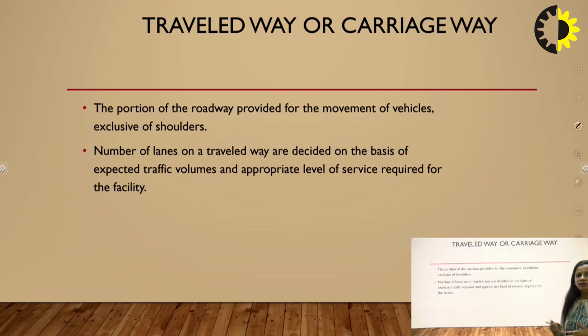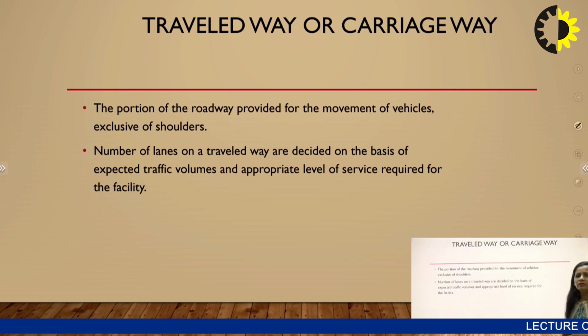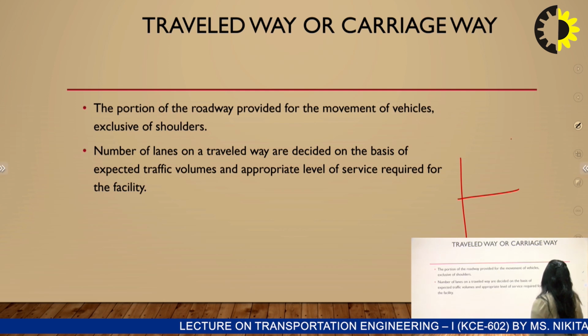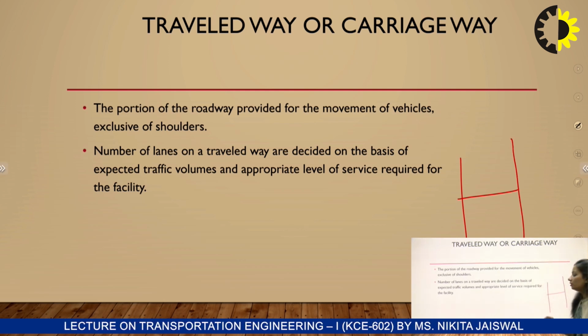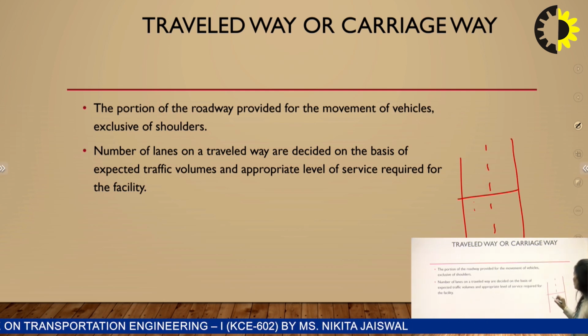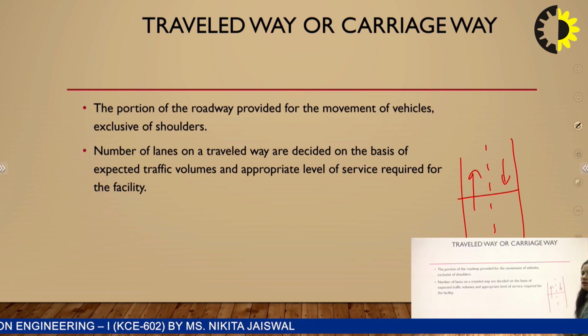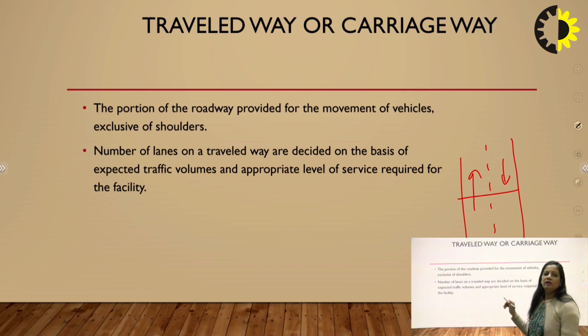Now, travelled way or carriageway. What is this travelled way or carriageway? It is the portion of roadway provided for the movement of vehicles. Okay, just the portion where vehicles can travel, exclusive of shoulders. Now, the number of lanes on a travelled way are decided on the basis of expected traffic volume and appropriate level of service required for the facility.